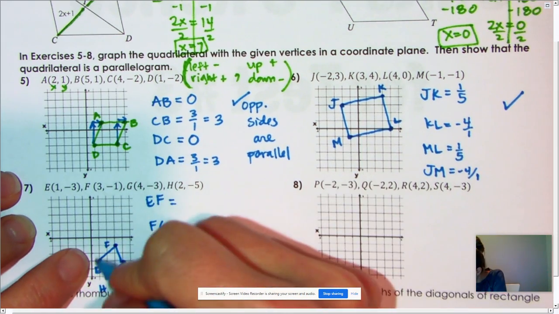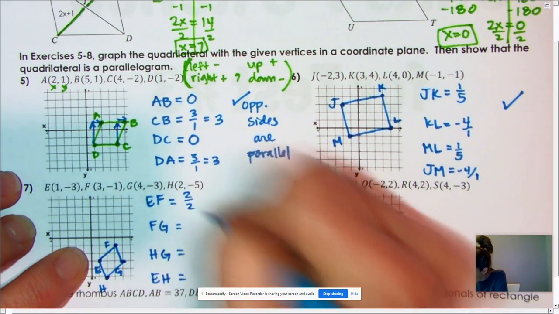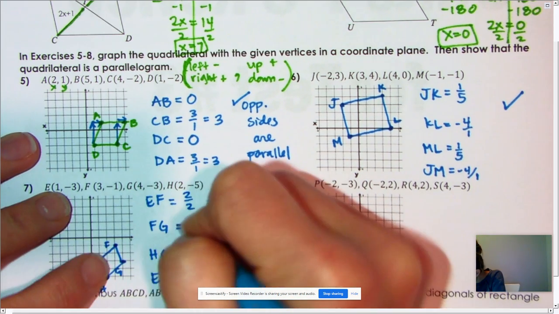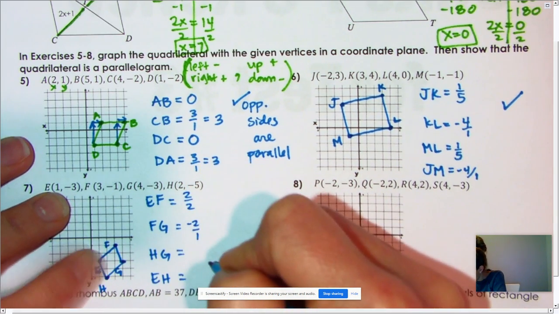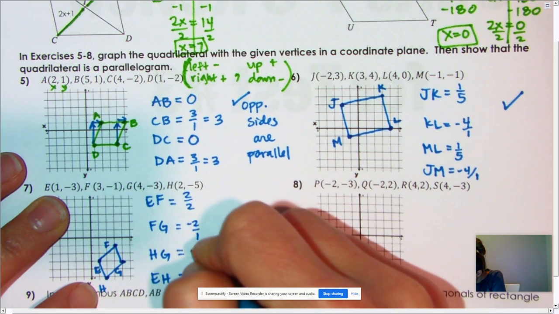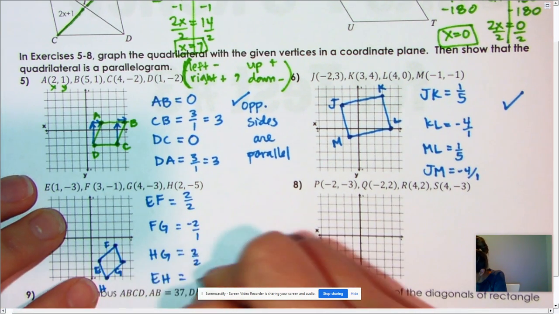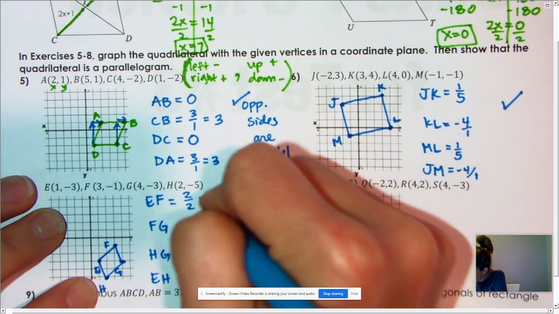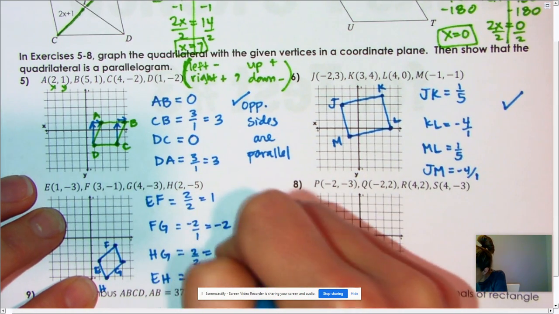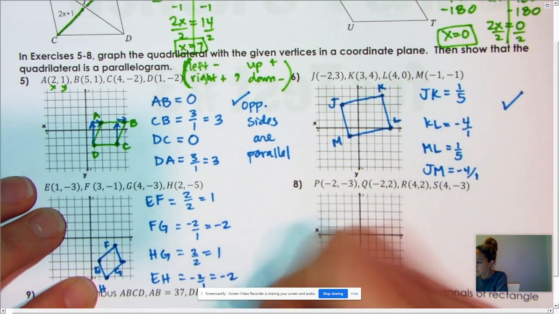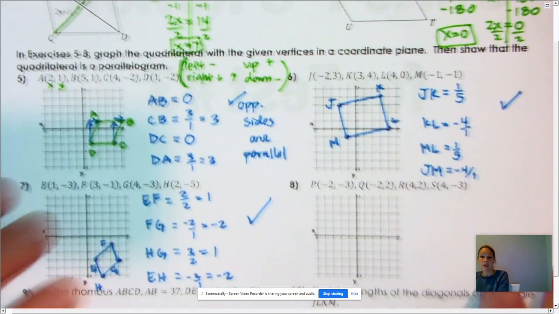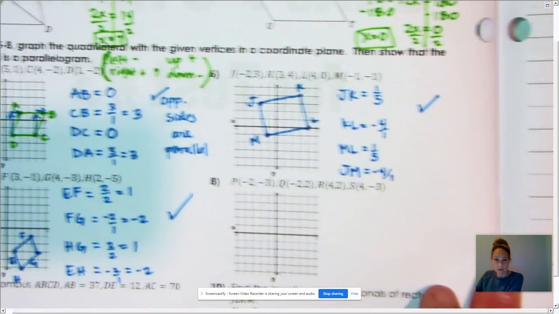E to F went up 2, over 2. F to G went down 2, over 1. H to G went up 2, over 2. And E to H went down 2, over 1. And if you reduce these, we get 1, -2, 1, -2. So the opposite sides are parallel. All right, last one of those.